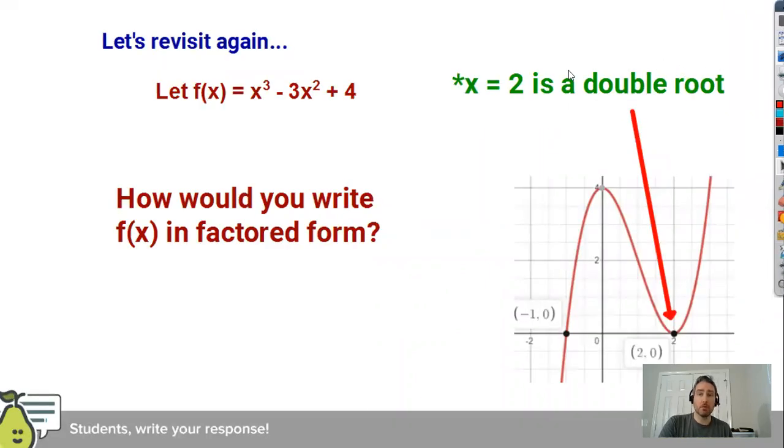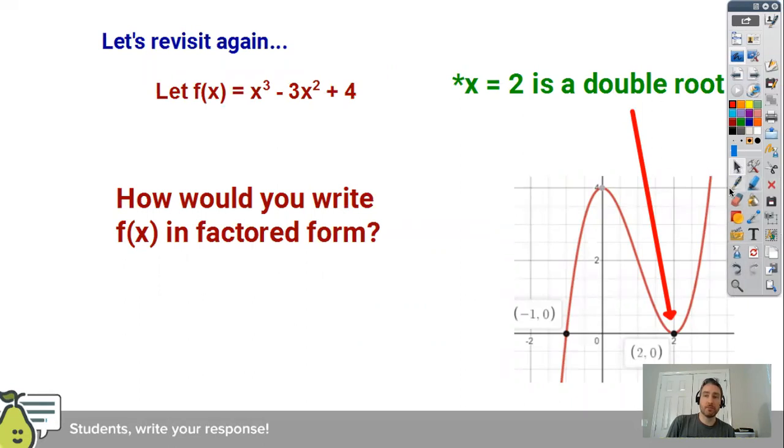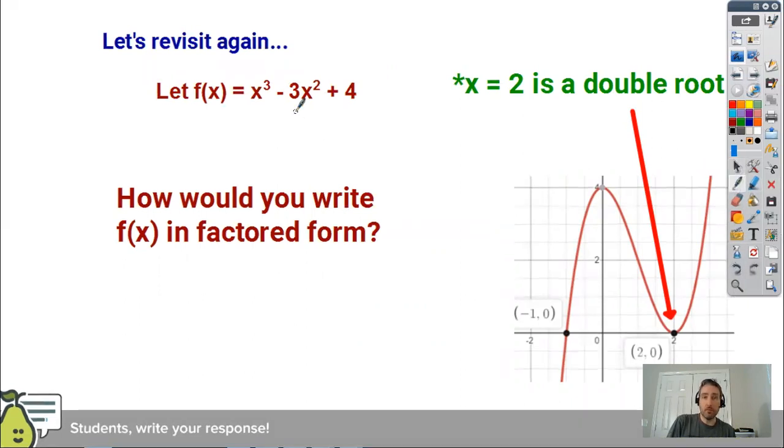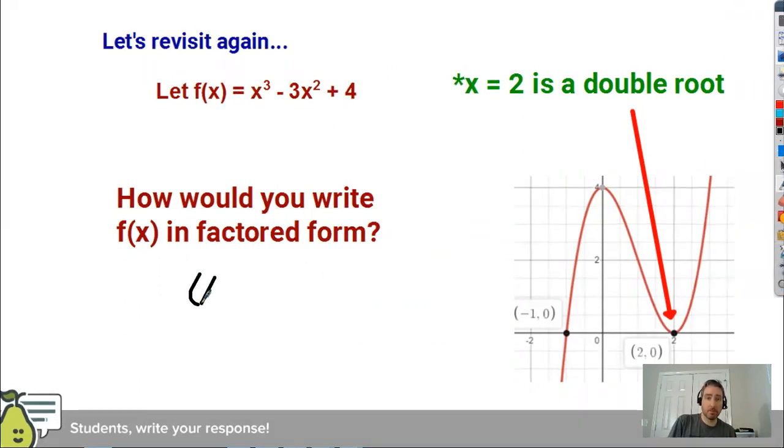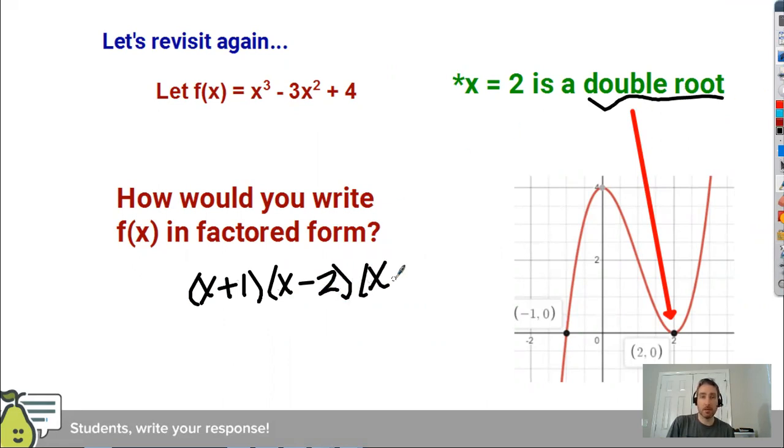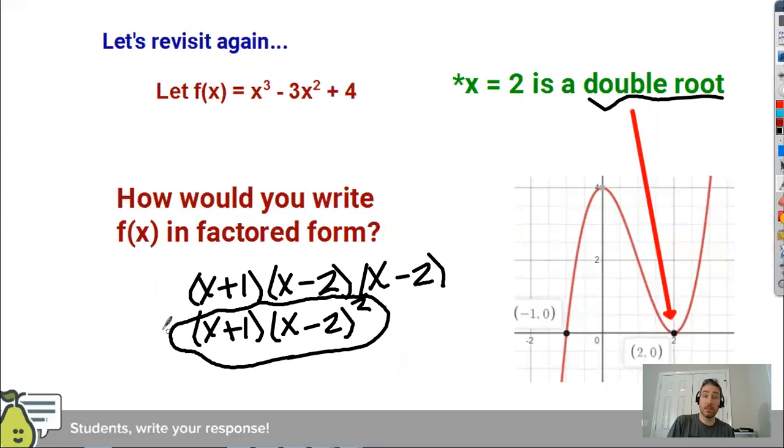So how would you write that in factored form? Well, you have x plus 1, and then you have x minus 2, but since it's a double root, you have it written twice. So that ends up being x plus 1 and x minus 2 squared. Those give you the same thing. You can check that in the graph: x plus 1, x minus 2 squared.